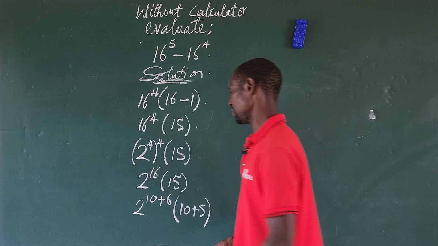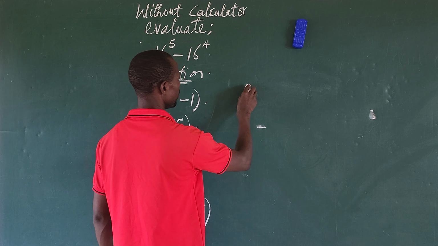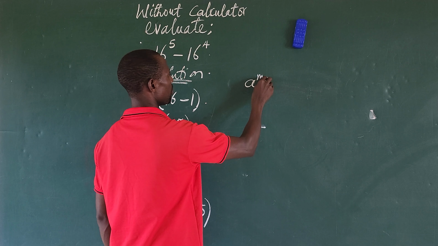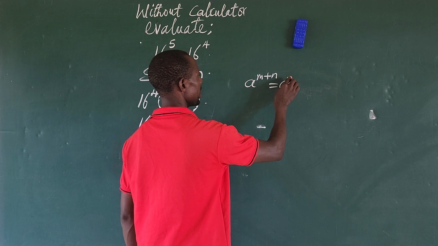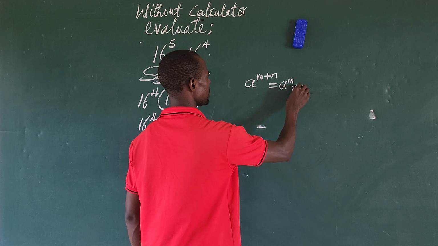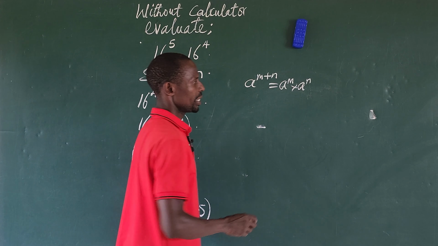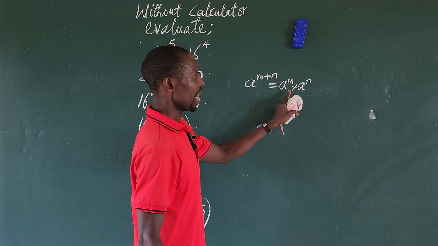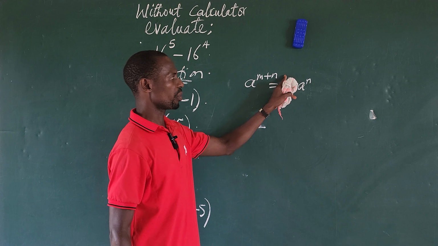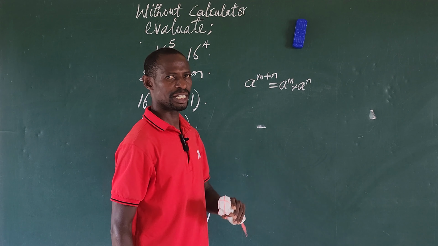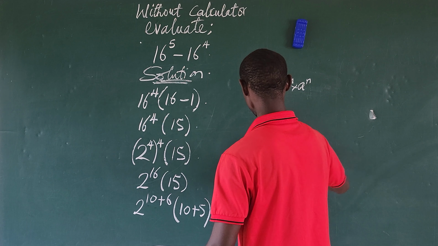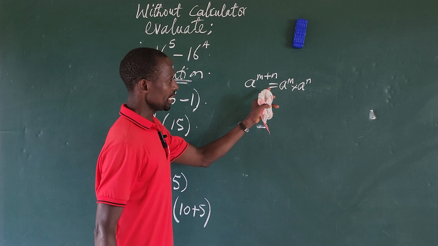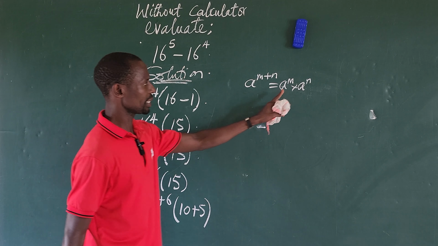There is another law of indices which says that a to the power of m plus n is equal to a to the power of m times a to the power of n. Since the bases are the same and you have a multiplication sign, what do you do? You add the exponents. So we can rewrite this expression in this format.